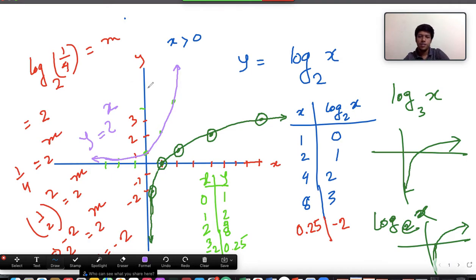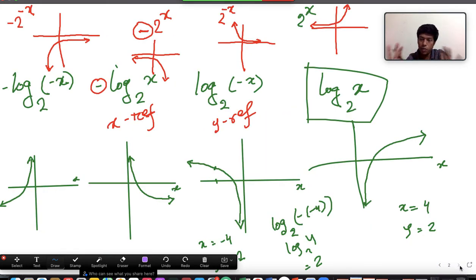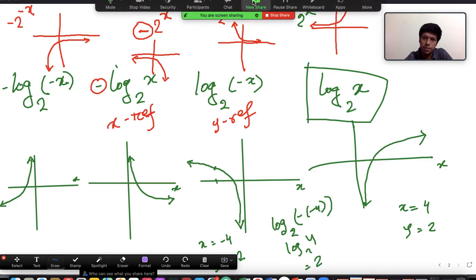You can take a screenshot of this and this, because you will have the most important 8 graphs of exponential and logarithm. All the questions in the exponential function will start from these 4 graphs, and all the questions in the logarithmic function will start from these 4 graphs. I mean all graph-related questions. They will start from here and here. Now let's go back to the slide.